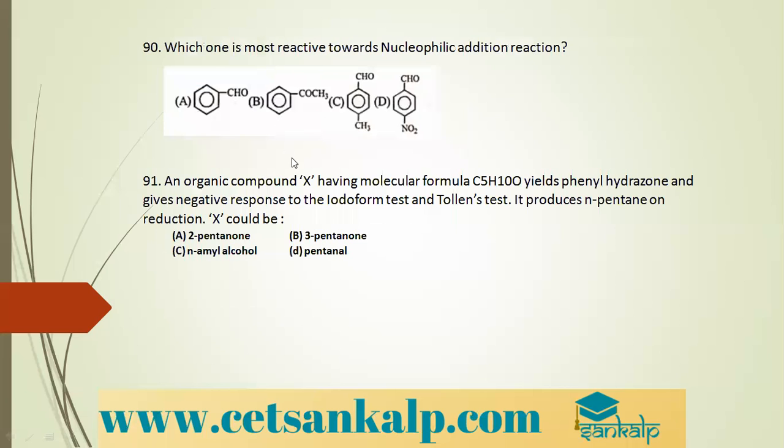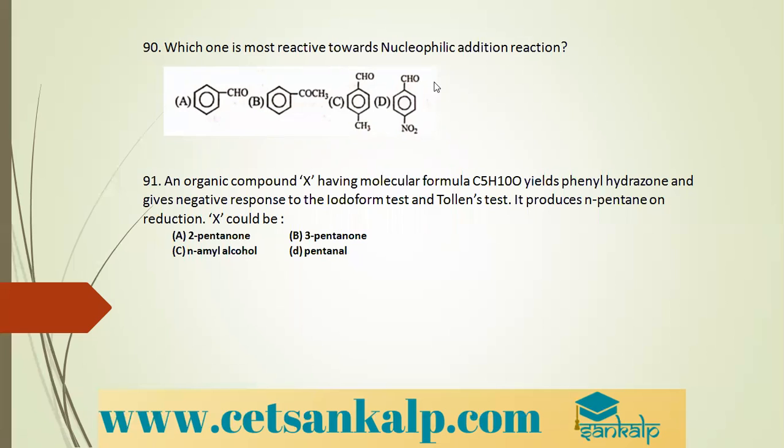Next, which one is the most reactive towards nucleophilic addition? See, electron withdrawing group favors nucleophilic attack. Where there is electron withdrawing group, that will favor nucleophilic attack. CHO group is electron withdrawing group. COCH3 is also electron withdrawing. But here, CHO group is attached to CH3, which is electron releasing group. CHO group is attached to NO2, which is electron withdrawing group. So NO2 is going to withdraw electrons from the benzene ring, which will make it more favorable for nucleophilic attack.